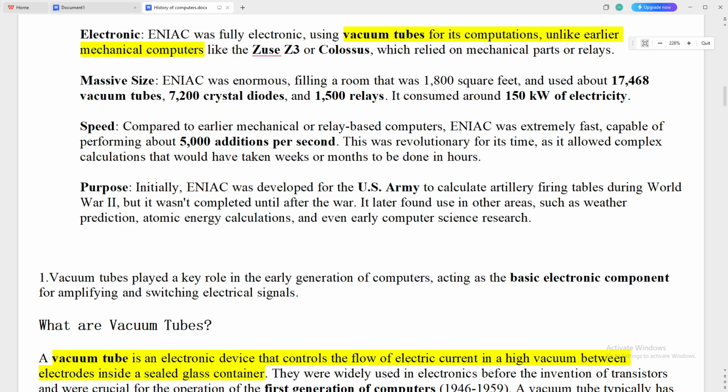This was revolutionary for its time, because it allowed complex calculations that would have taken weeks or months to be done in hours. Can you imagine calculations that would take hours or days or weeks or even months being done in hours? So definitely at that time it was a revolutionary thing.